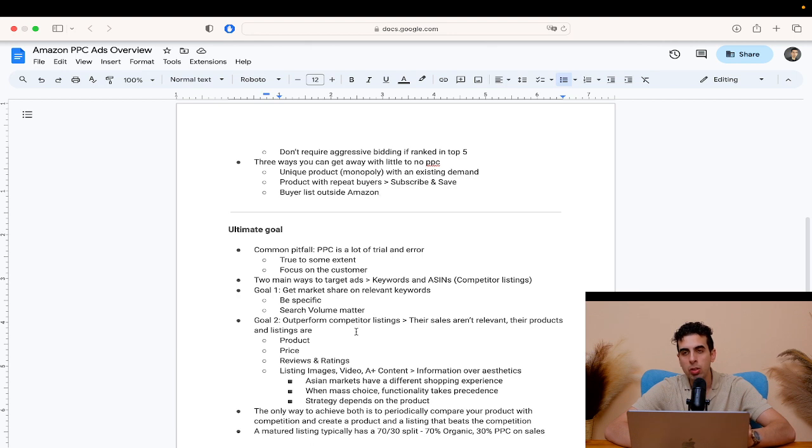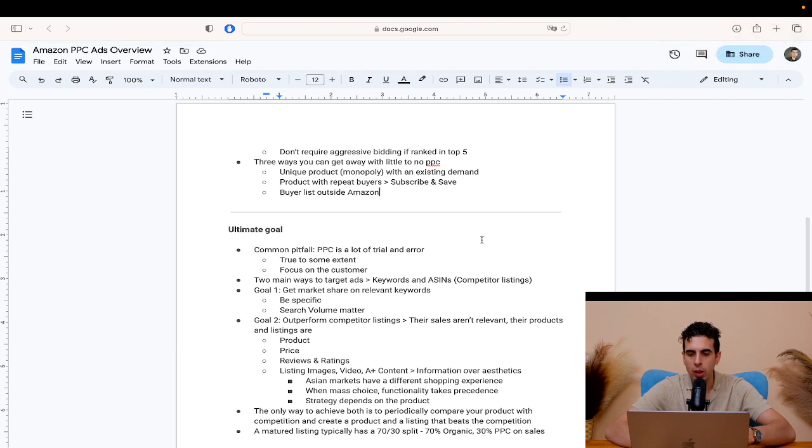The second goal is to outperform your competitor listings, okay? So their sales aren't relevant. Although it is a good benchmark, a good indicator to compare with your competitors how you're doing in terms of sales, because a lot of the estimates are available to us, it's not a good indicator to base your success on. Because chances are they might be selling for a longer period of time than you, so their sales might naturally be high, okay?